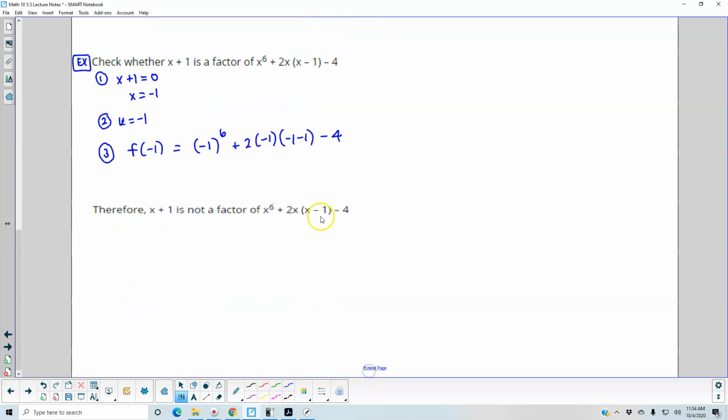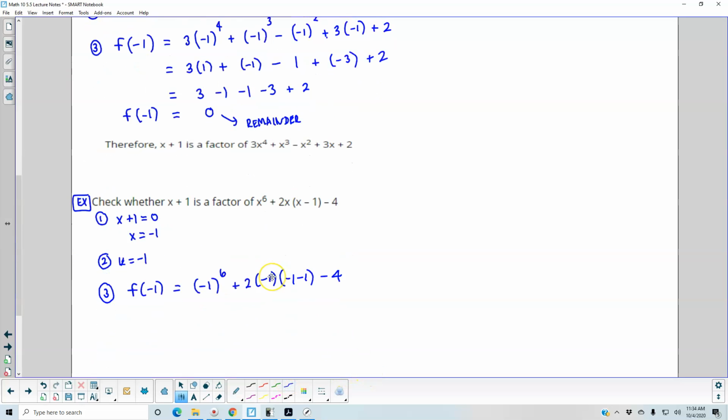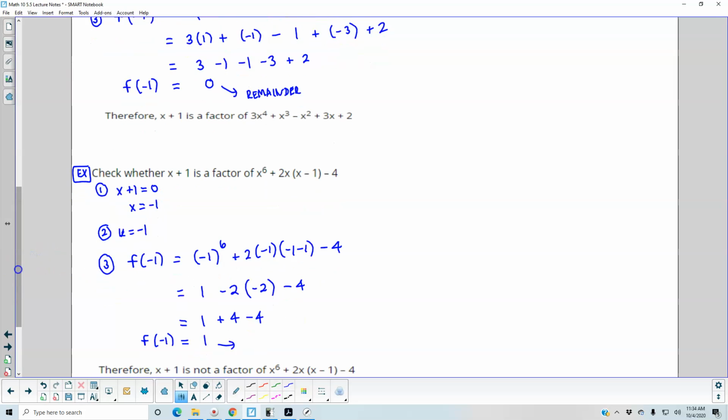So let's go a little further here. We've got negative 1 to the 6th power, which is positive 1. And plus 2 times negative 1 is going to be negative 2, times minus 1 minus 1, which is negative 2, and then minus 4. And this becomes 1. Negative 2 times negative 2 is positive 4, minus 4. And so the answer is 1. So f of negative 1 gives us a remainder of 1.